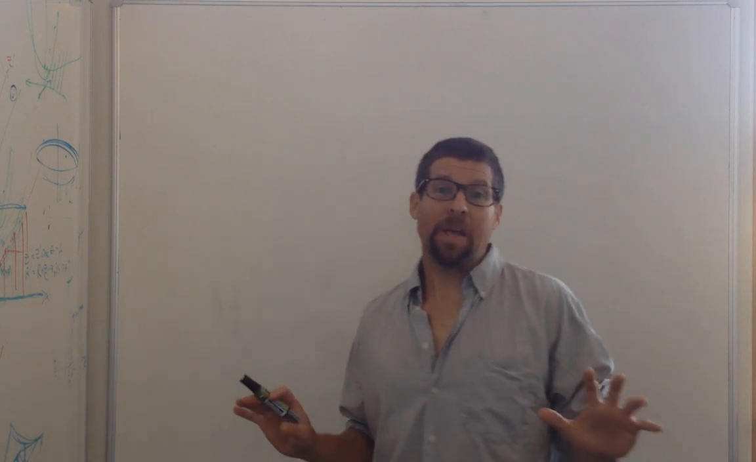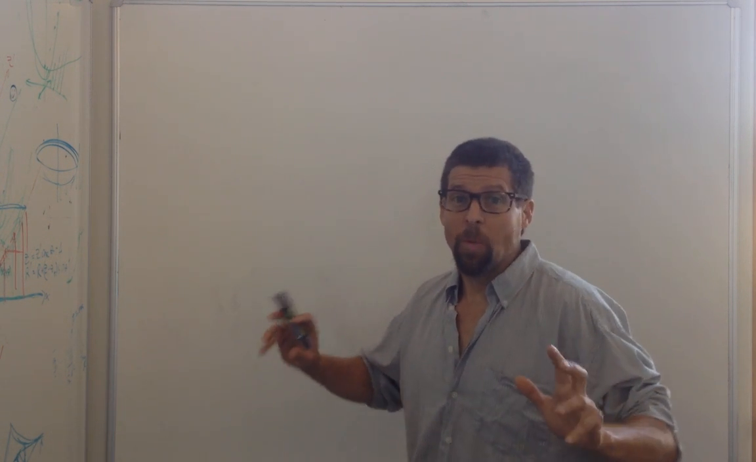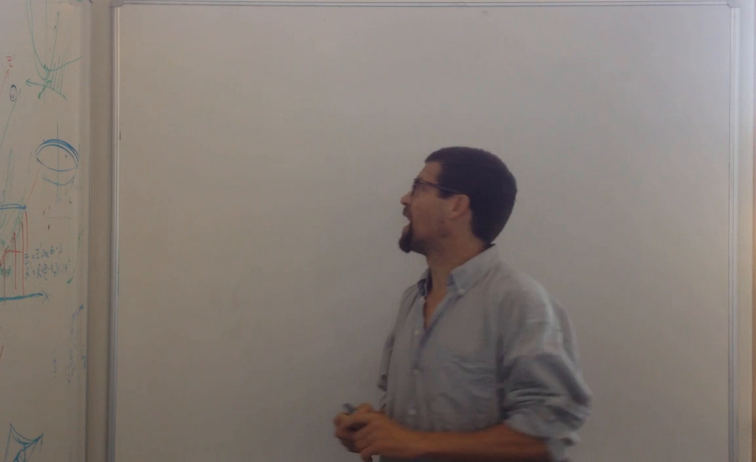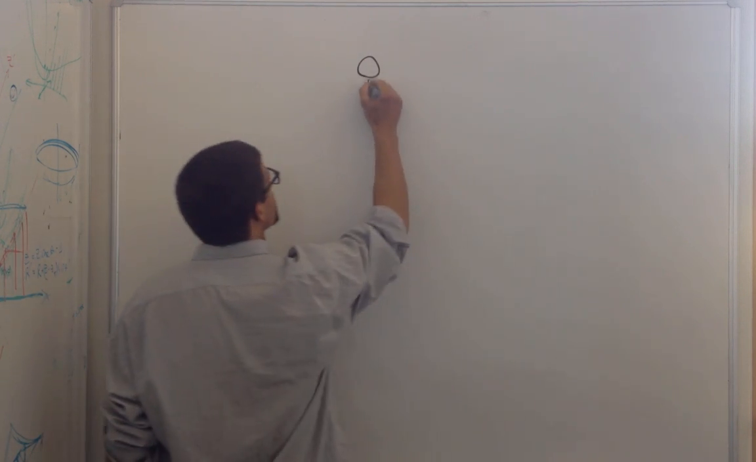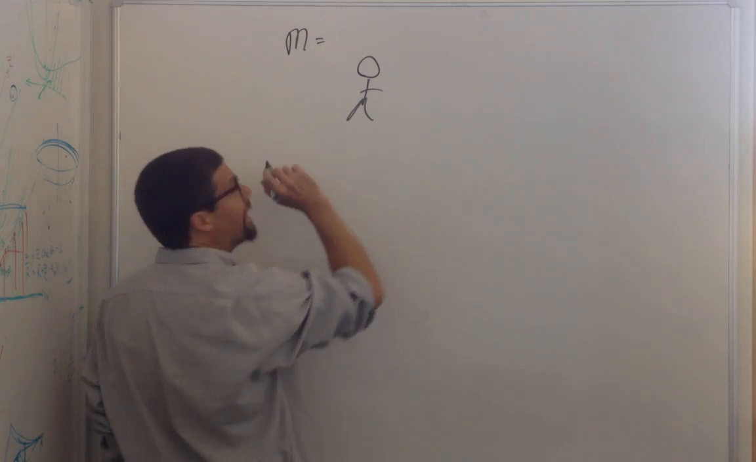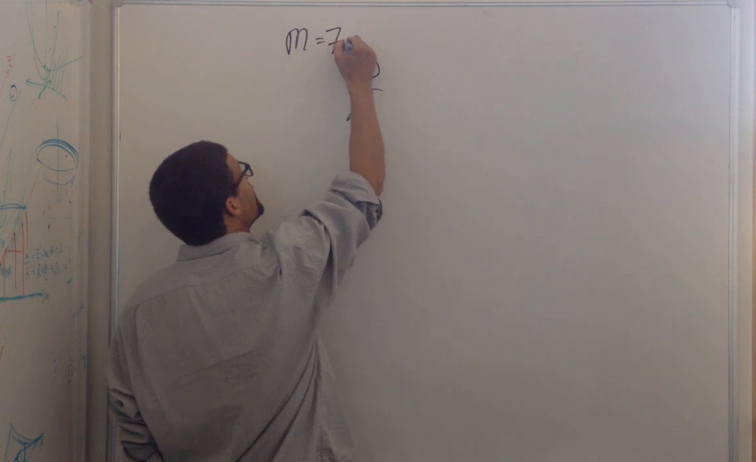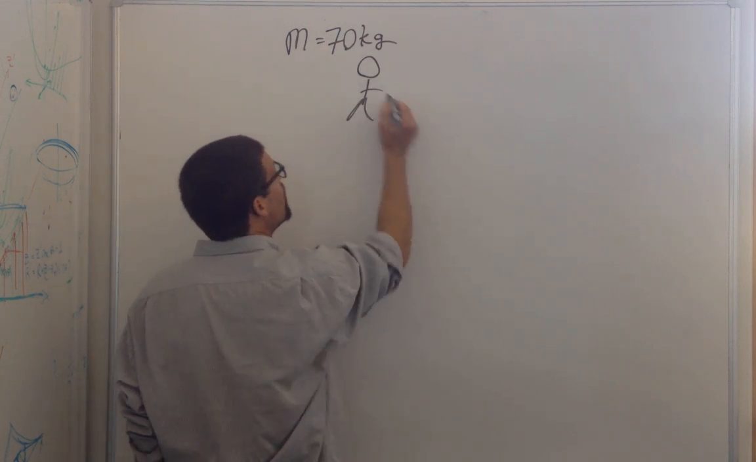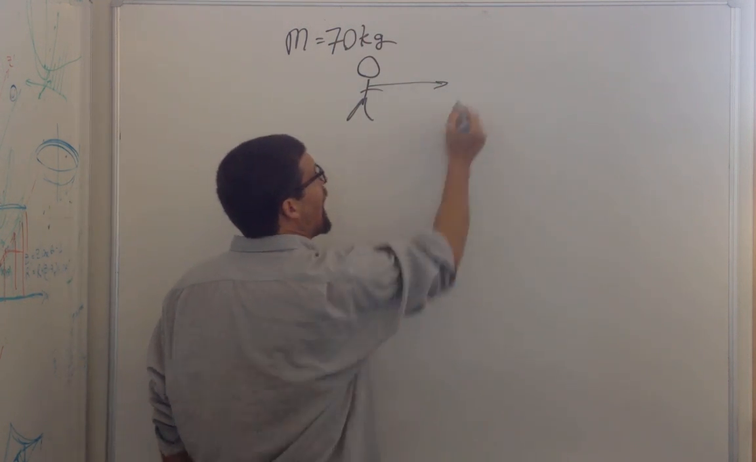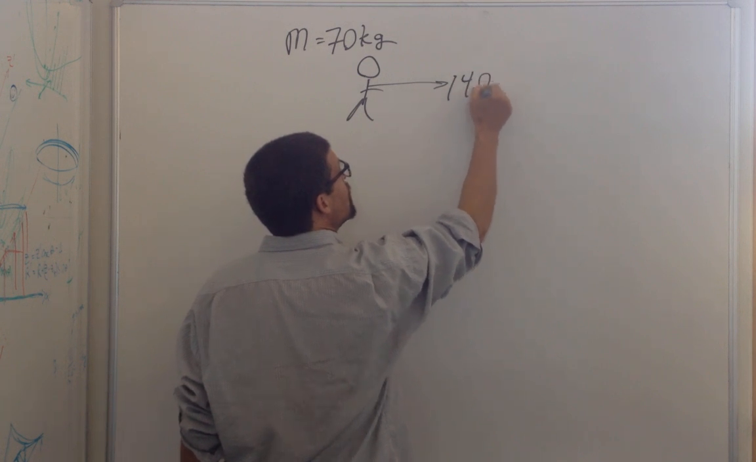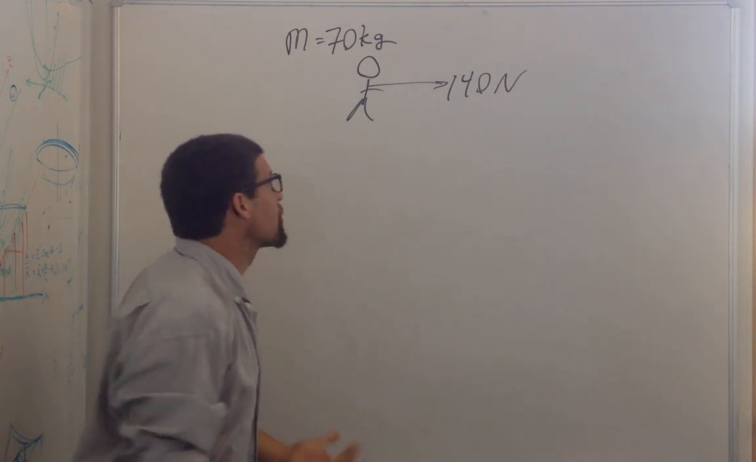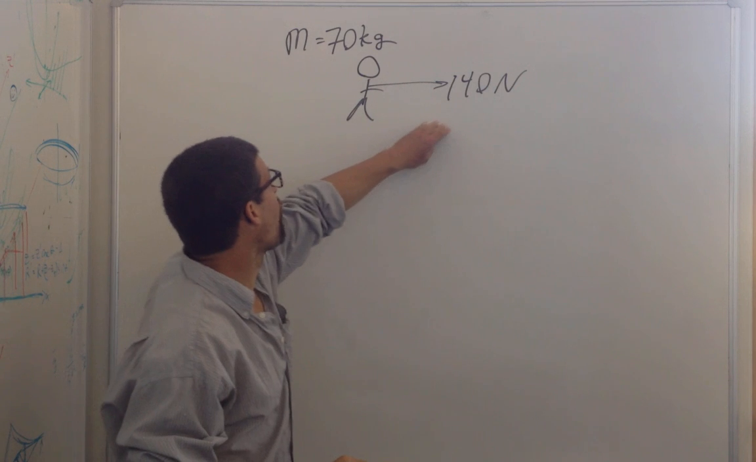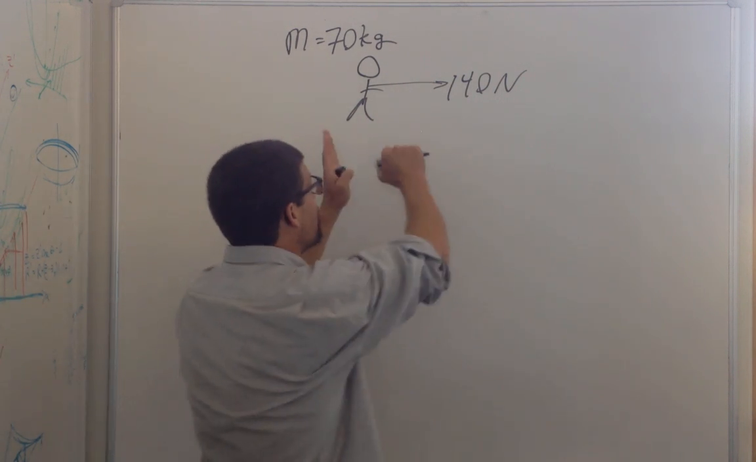Okay, so I'm floating out in space, and someone puts a force of 140 newtons on me. What happens? So there I am, and I know my mass is 70 kg. Someone puts a force on me of 140 newtons. What's going to happen? This is dynamics. I've got force, I know there's going to be acceleration, right?